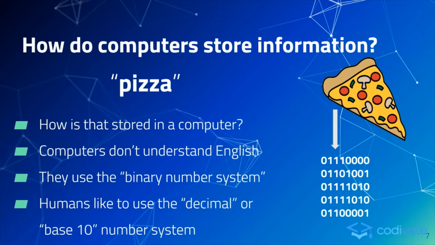But really, how do computers actually store information? Like, how would a computer remember the word pizza? Well, computers don't work exactly the same way the human brain does. They can't understand English or store the word as it is. They have to use something called the binary number system. This is just another way of representing numbers. We as humans like to use something called the decimal number system in everything we do, but computers have been designed to do it differently. In our base 10 system, everything is, well, based on the number 10.